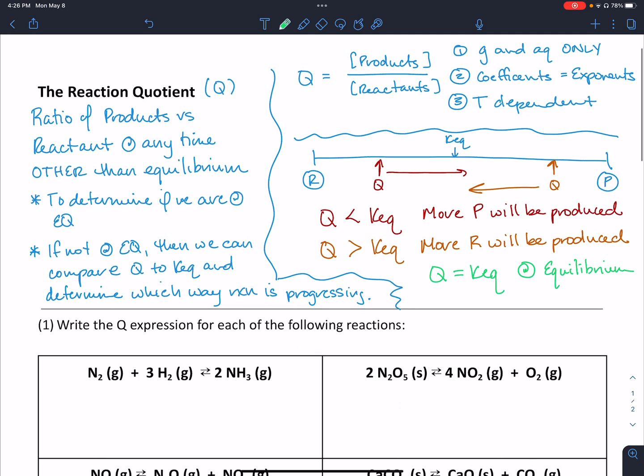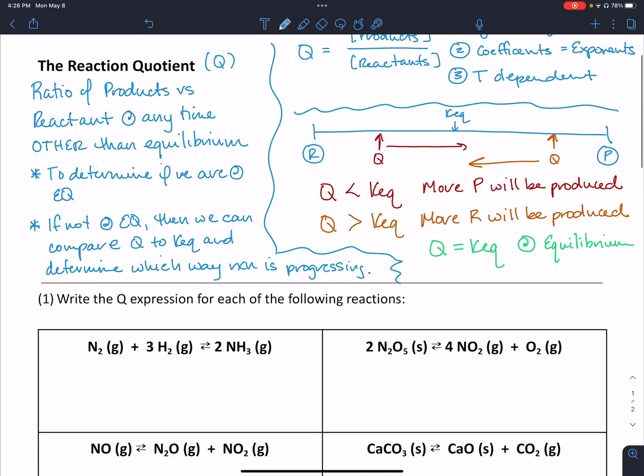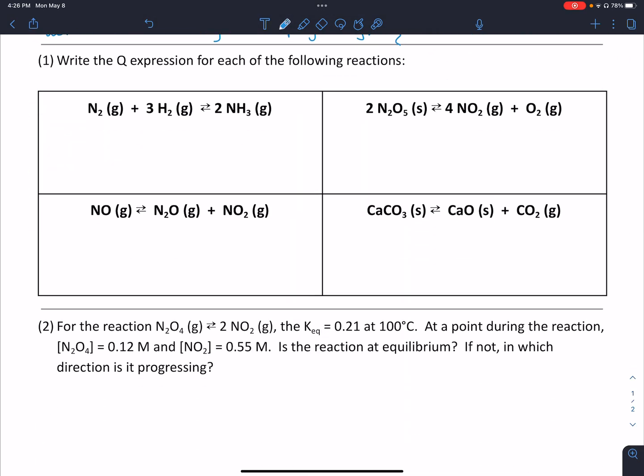All right, so let's scroll down. We're going to do a little bit of practice writing some Q expressions. This shouldn't be anything new from what we did for KEQ. We're just going to write Q. Still products over reactants. So we check, we've got gases, gases, gases. 2 nitrogens, 2 nitrogens, 6 hydrogens, 6 hydrogens. So everything's balanced. We start with our products.